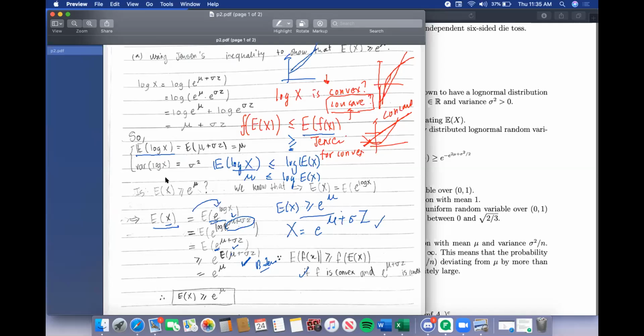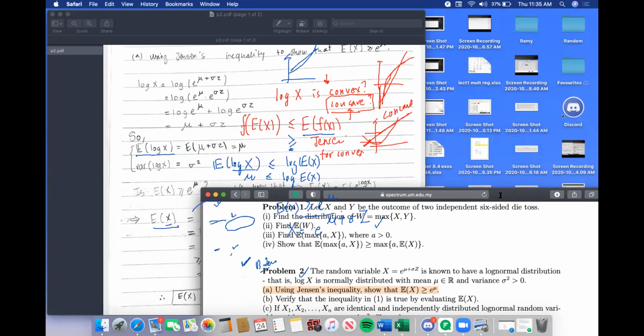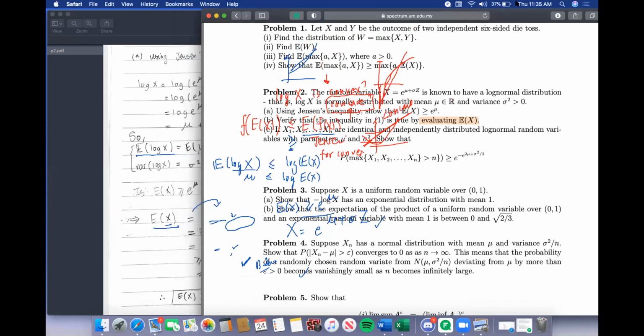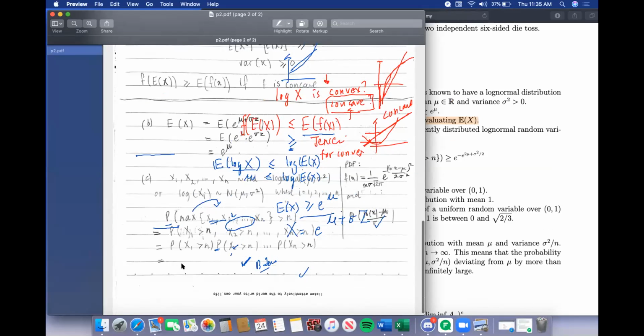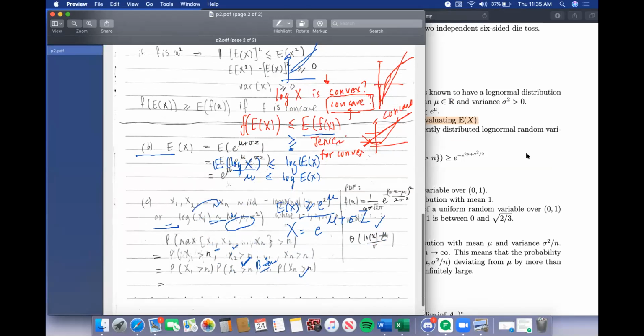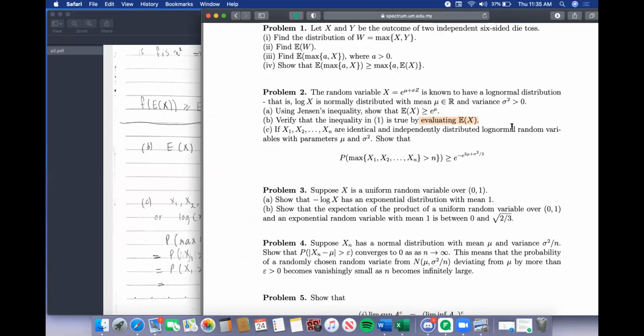Then what was the second part? The second part is just to prove it without using Jensen's, just evaluate it. That's already done, right? Yes. And then the last question is the one that I couldn't do. This one, C. Okay, so let me handle C.